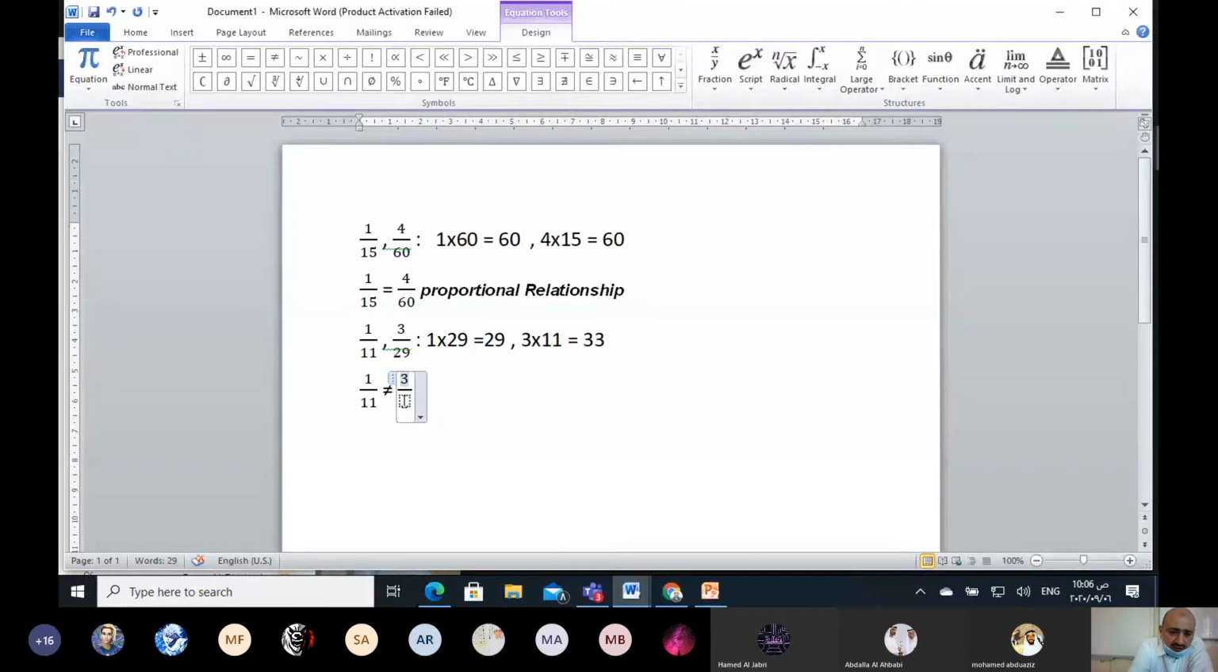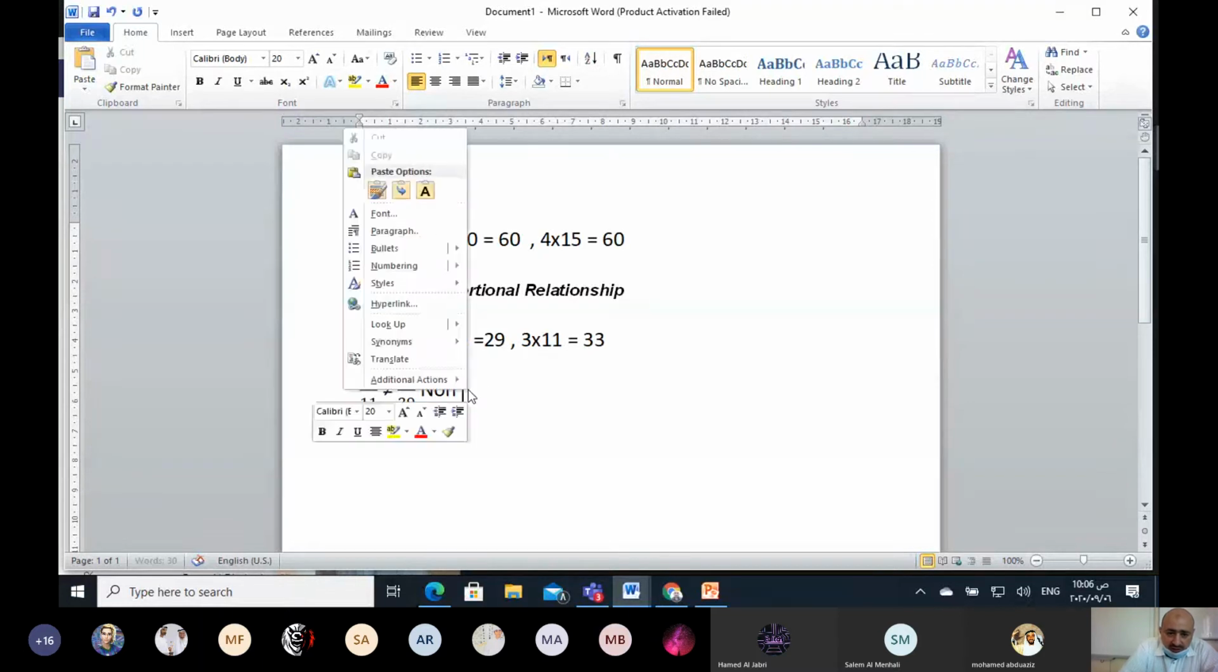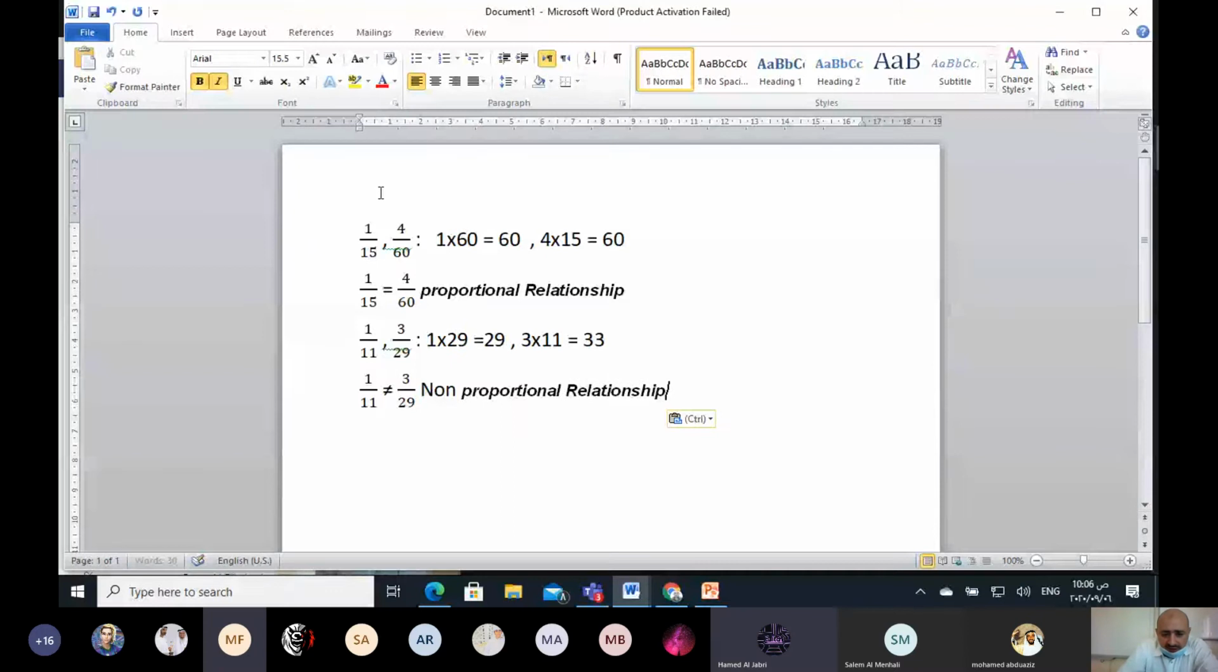Is this relationship proportional or not proportional? Not proportional. Why? Because they don't have equal ratios; the ratios here are not equivalent. Now it's clear for all.